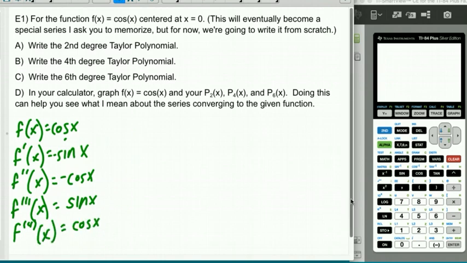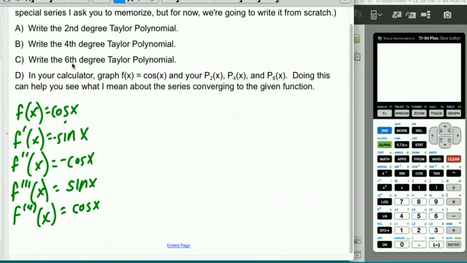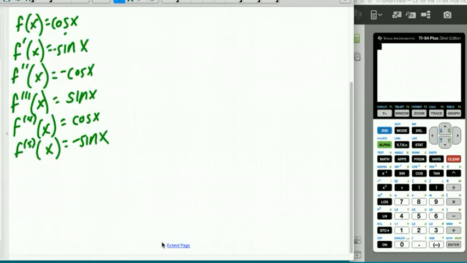We'll just extend this page down a sec. I'm going to go up to 6 because I know that for a, b, c, and d, I'm going to have to go as far as 6 eventually anyway, so I'm just going to go ahead and do it. The fifth derivative would be the derivative of cosine, which is negative sine. And then last one, the sixth derivative would be the derivative of negative sine, which is negative cosine.